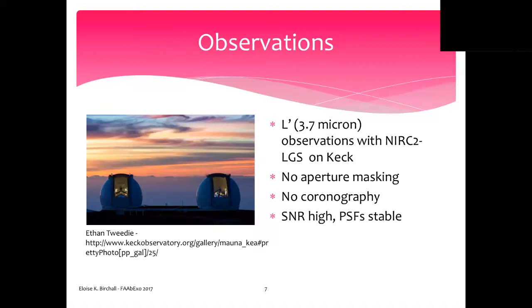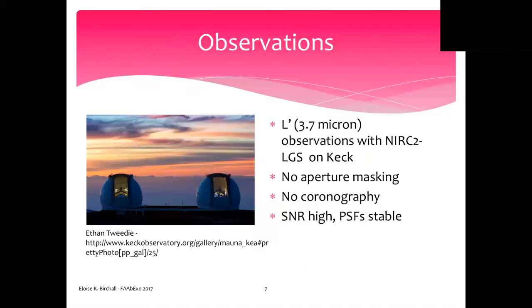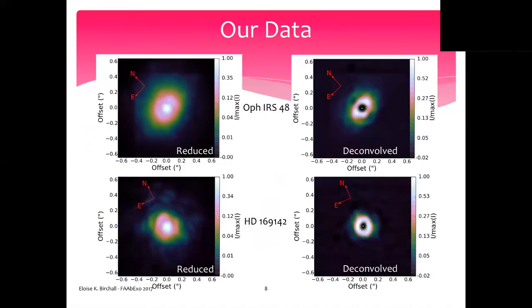Rather than some of these other observations where you're imaging large dust grains quite far away at 60 AU, we're looking at the inner regions within about 20 or 30 AU. Here are my two objects. This is Oph IRS 48 and this is HD 169142. What we've done here is deconvolve them, and that's what's shown here using the Richardson-Lucy deconvolution.